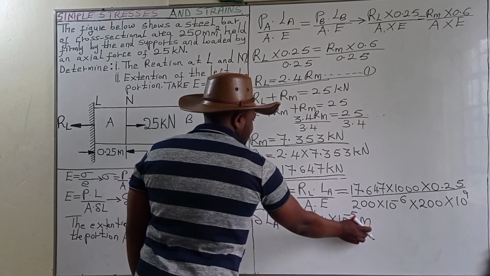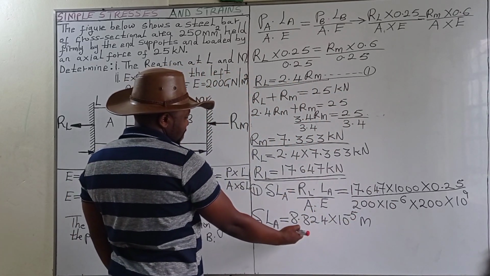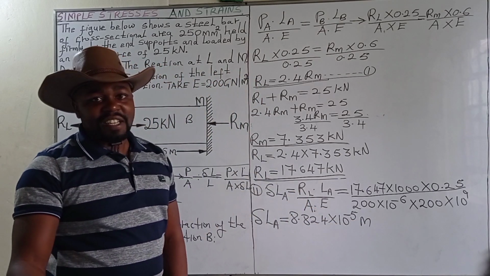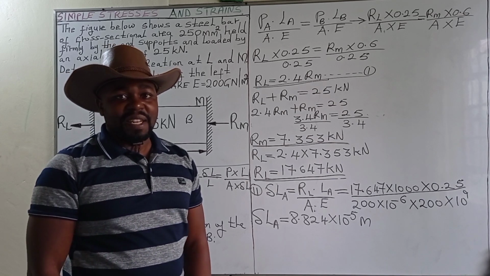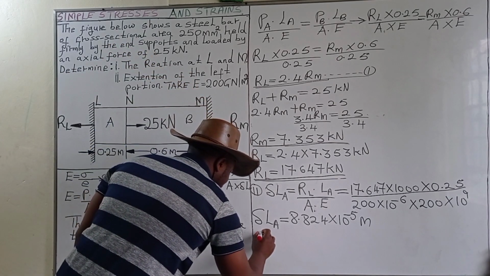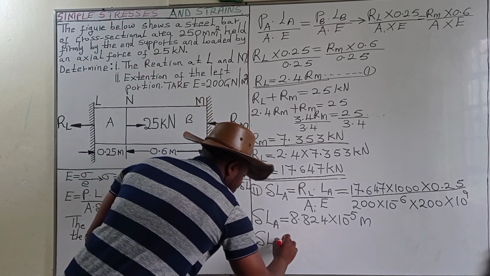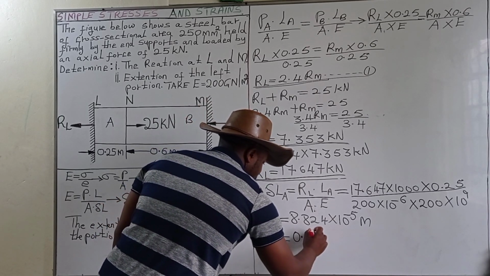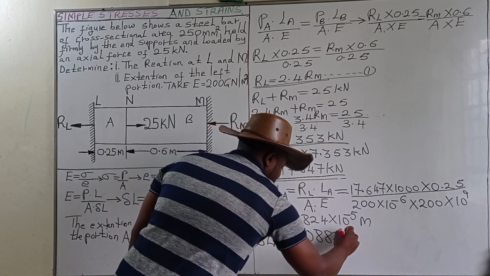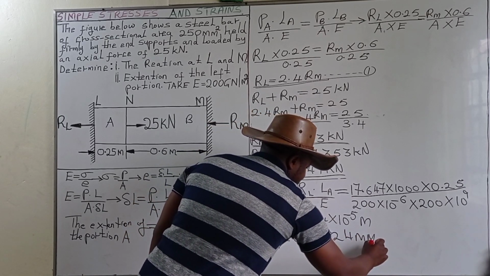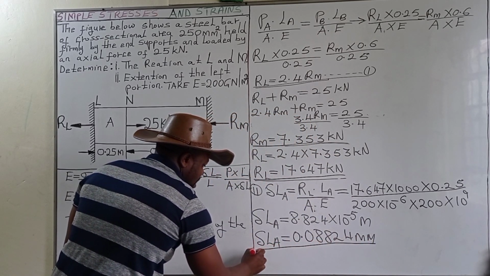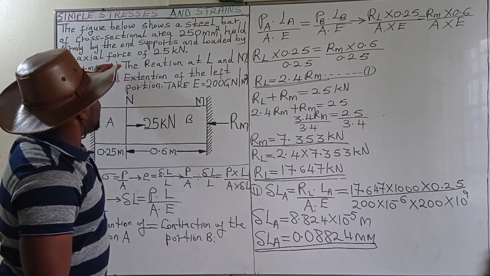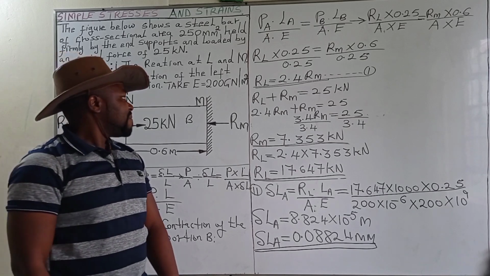When we convert these to millimeters, we are going to multiply by 1,000, since 1 meter is equivalent to 1,000 millimeters. And in this case, the change in length will be equivalent to 0.08824 millimeters. So this is the extension in the left portion. So we have answered both questions, and we are through with that problem.